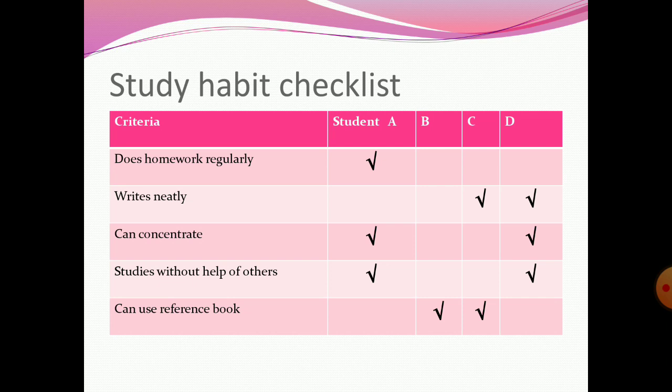Now here is a small example of a study habit checklist. A very few criteria of study habit are listed below. One can make it comprehensive. The first criteria is student does homework regularly, student writes neatly. The third one, student can concentrate, student studies without help of others, student can use a reference book, and teacher can mark or check whether that criteria is present in student or not.